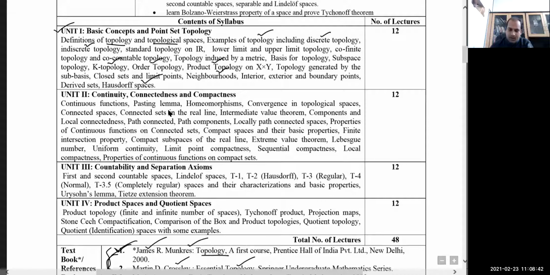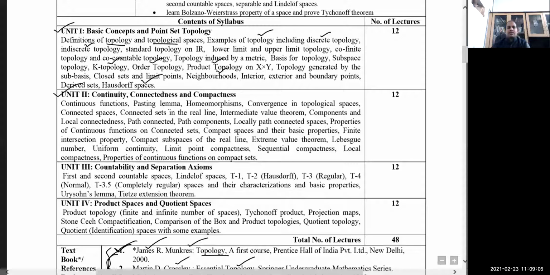Whatever we have studied till now in real analysis and metric spaces, we will find various exceptional cases in topology. There are several results which you will see hold in metric spaces, but may not hold in topological spaces. So we need to take care of all those results.